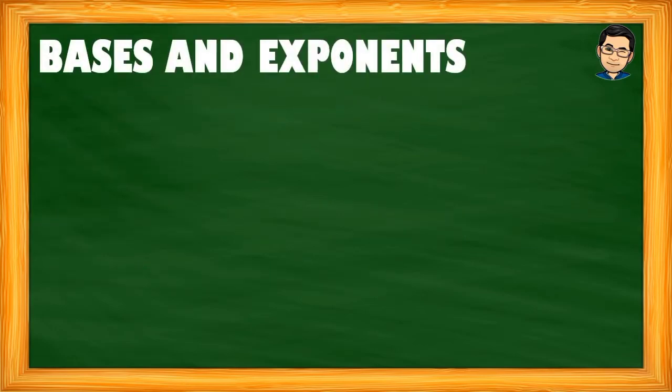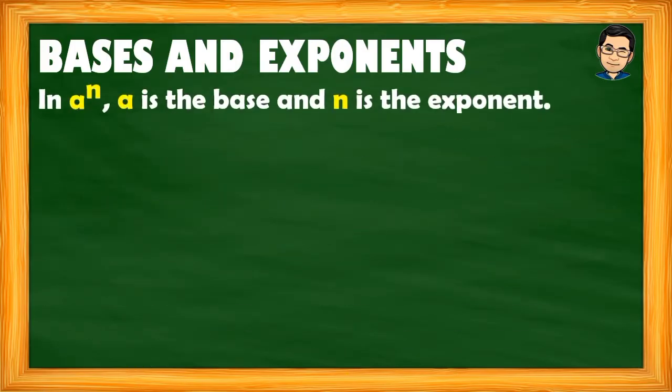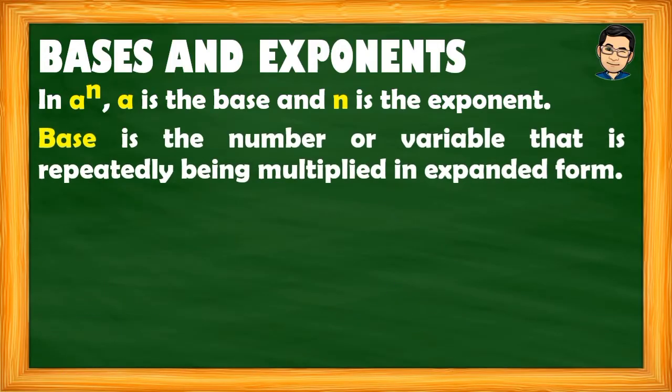So let's have bases and exponents. In a raised to n, a is the base and n is the exponent. Yung base, yun yung mismong number. And then n is the exponent, yung number na isinusulat sa itaas after the given number, given constant, or given variable. So what is a base and an exponent? Base is the number or variable that is repeatedly being multiplied in expanded form. Yun po yung base, yung a.